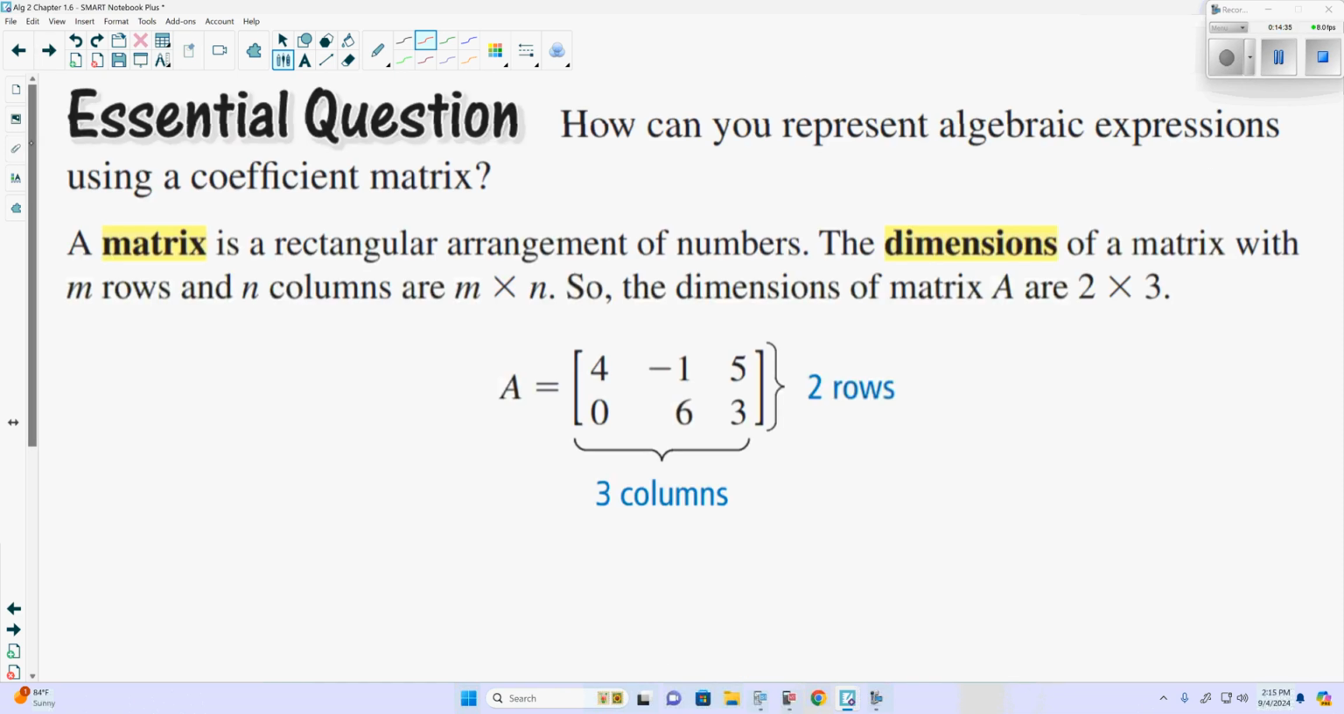Okay. What we're talking about today are matrices. A matrix is a rectangular arrangement of numbers. The dimensions of a matrix are rows by columns. So here we have 2 rows, 3 columns. So we call the dimensions of this matrix a 2 by 3. Okay.